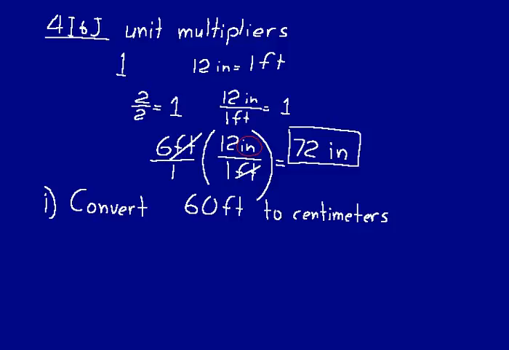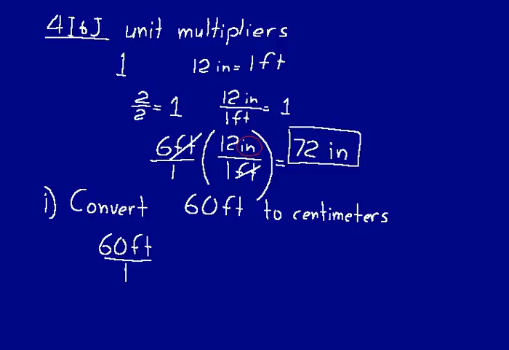Let's go ahead and do a practice problem. Convert 60 feet to centimeters. Now the first thing you do anytime you do a unit multiplier problem is you write down what's given first. You've got 60 feet, that's the value that you've been given, 60 feet. And you can always write that as a fraction if that helps you think about it. 60 feet over 1. So write that down first, then think about, I've got to convert that to centimeters, so how would I get there? Think about how you would get there first.